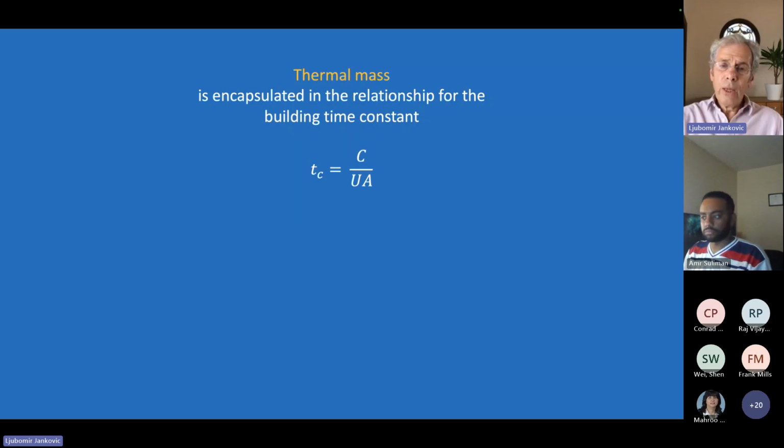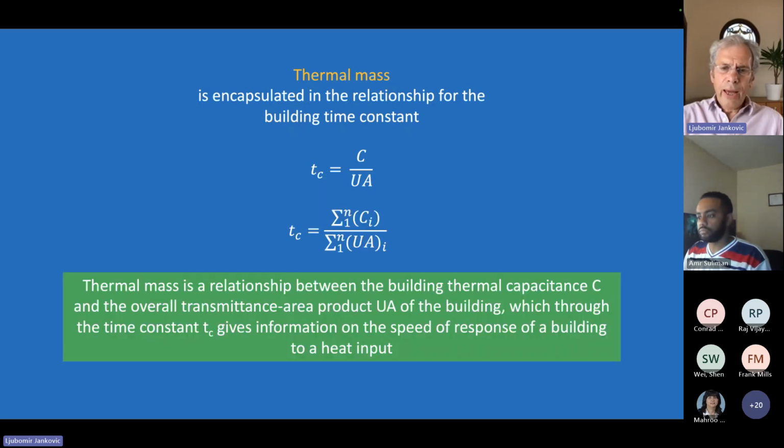Building time constant is capacitance divided by the overall UA value. And if we sum up the capacitances and UA values for all surfaces, all materials, then we get the overall time constant of the building. And thermal mass is a relationship between the building thermal capacitance and the overall transmittance area product UA of the building, which through the time constant Tc gives information on the speed of response of a building to a heat input.